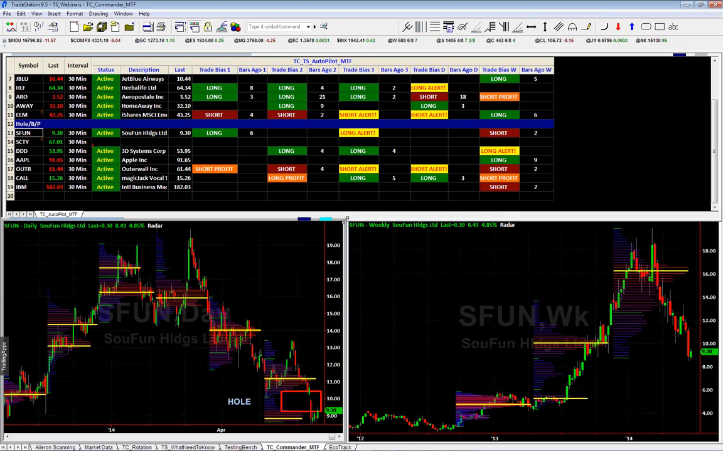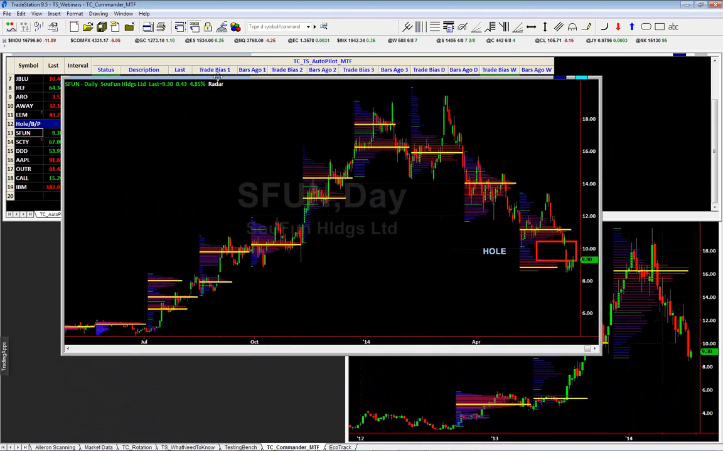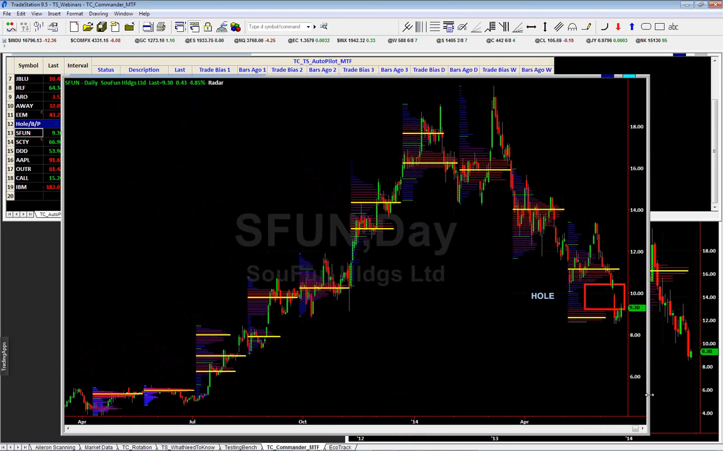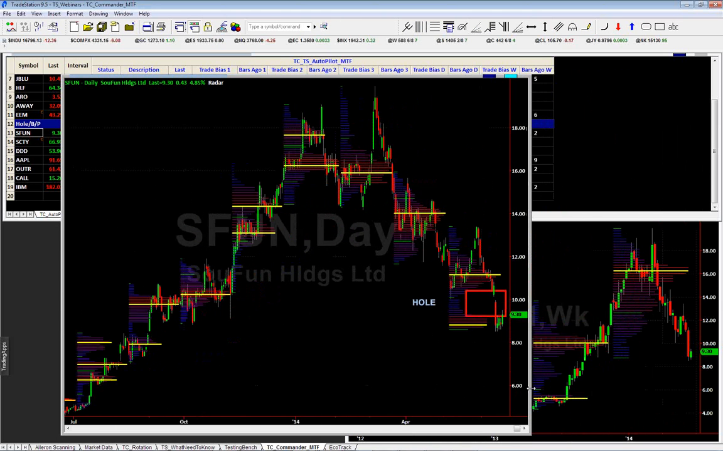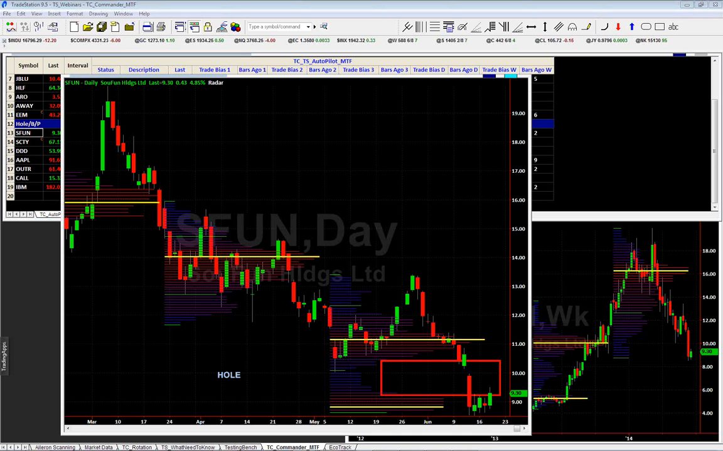I'm going to open up this chart a little bit so we can see what's going on a little bit better, and make it nice and big. Okay, this is the daily, and what we have here is something called a hole. I want you to take a look at this. On this particular chart, just with radar, you'll notice that between the area that I'm pointing out, or the box, there is very little volume at price.